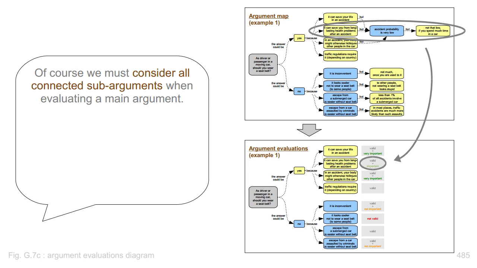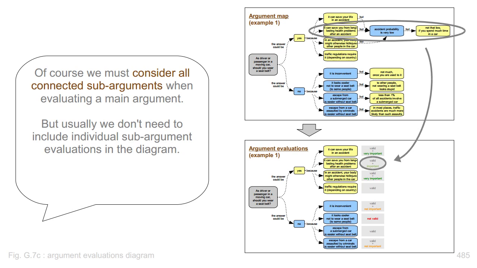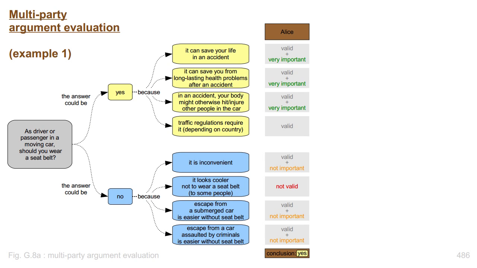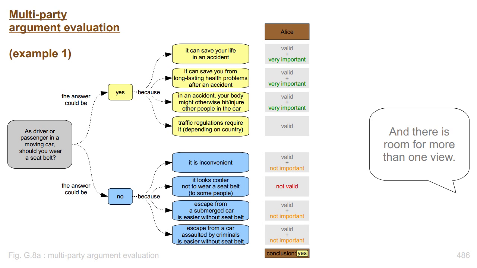Of course, we must consider all connected sub-arguments when evaluating a main argument. But usually we don't need to include individual sub-argument evaluations in the diagram. This way we get a much simpler diagram than otherwise. And there is room for more than one view.